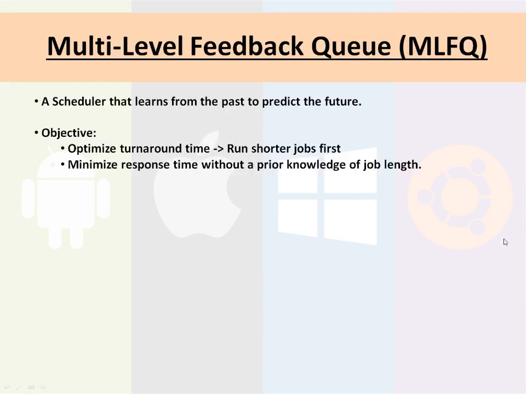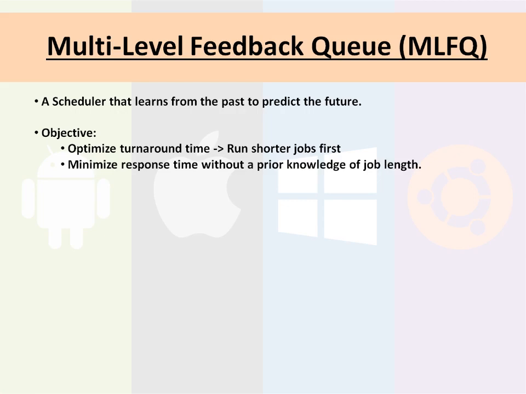Now, the first of these is our multi-level feedback queue, or MLFQ. Now, this is a scheduler that learns from the past to predict the future. So it's kind of cool. It's a more optimized technique. And its objective is to optimize the turnaround time by running shorter jobs first and minimize the response time without prior knowledge of job length.